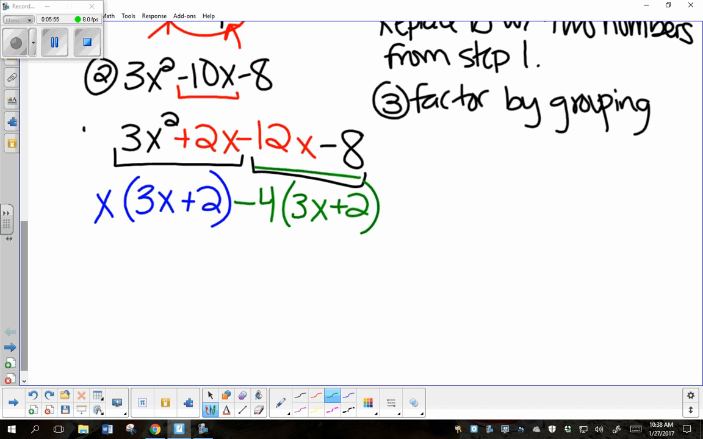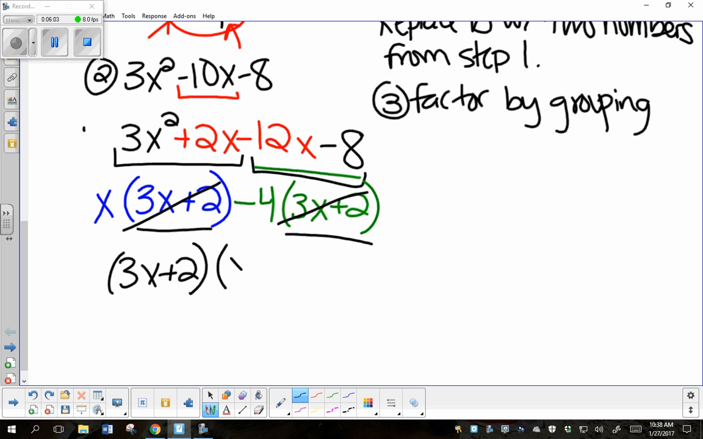So now I can continue my factoring by grouping. I can pull out a 3x plus 2 from both of those, and I'm left with x minus 4. And if I multiplied all that back out, I would get what I started with, 3x squared minus 10x minus 8. In my first video, I actually did that, and I don't feel like doing it right now.